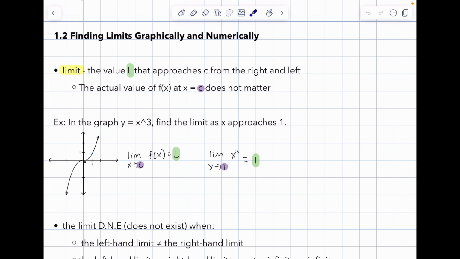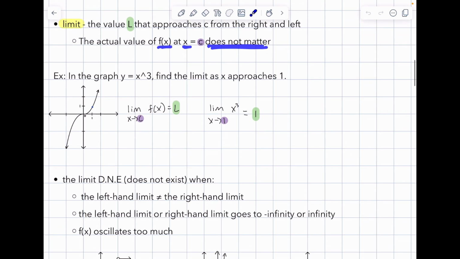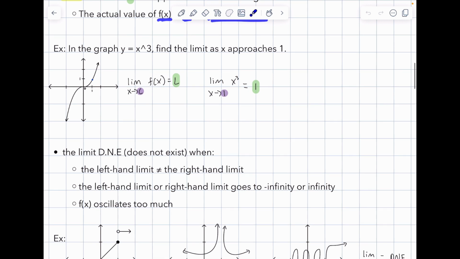Okay, so now let's look at finding limits graphically and numerically. So a limit is the value L that f of x approaches as x approaches a point c from the right and the left, and the actual value of f at point c does not matter. So this will make more sense when we look at this example here. For the graph y equals x cubed, find the limit as x approaches 1.